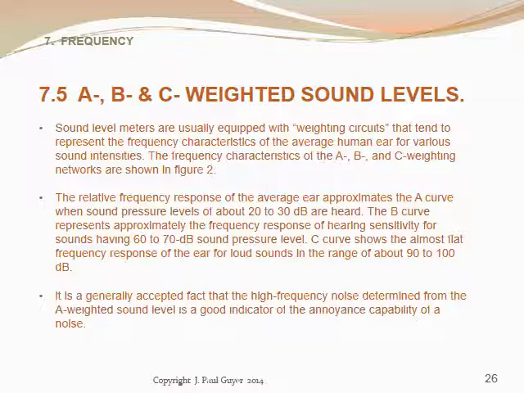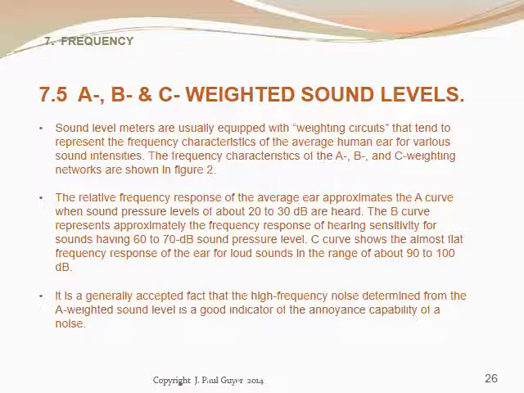The B curve represents approximately the frequency response of hearing sensitivity for sounds having 60 to 70 decibel sound pressure levels, and the C curve shows the almost flat frequency response of the ear for loud sounds in the range of about 90 to 100 decibels. Annoyance usually occurs when an unwanted sound intrudes into an otherwise generally quiet environment. At such times, the ear is listening with a sensitivity resembling the A curve.